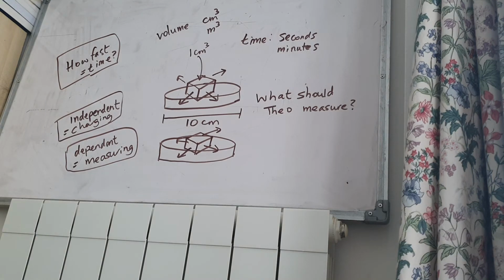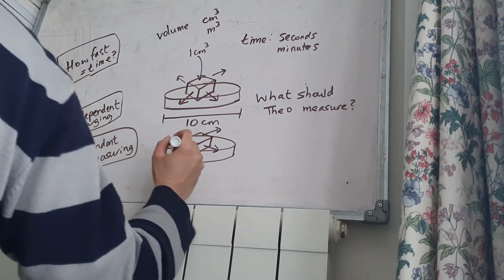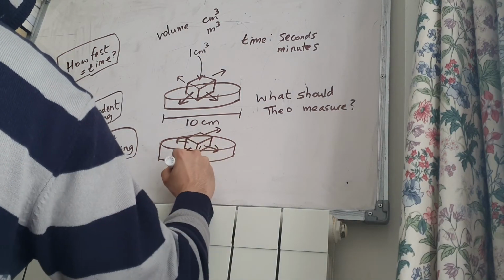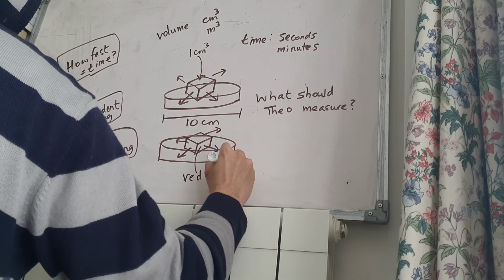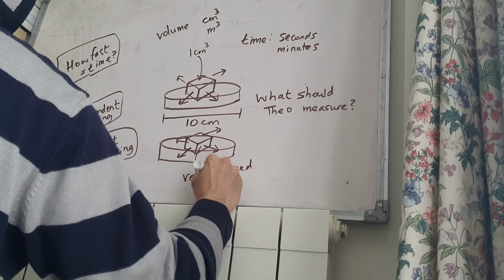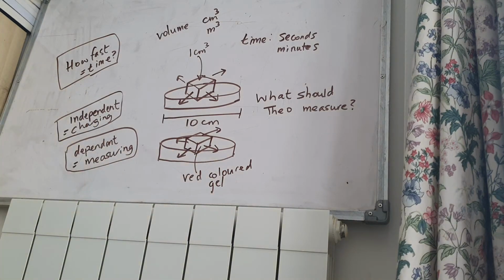So, what are you changing? So in this case, you're changing the cube, isn't it? So you're changing the cube because you want to measure how fast the red colored gel is diffusing. So this is the red colored gel. That is the one that you're changing. And what are you measuring? Now the question says how fast.